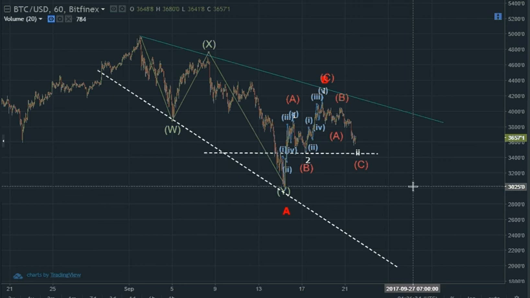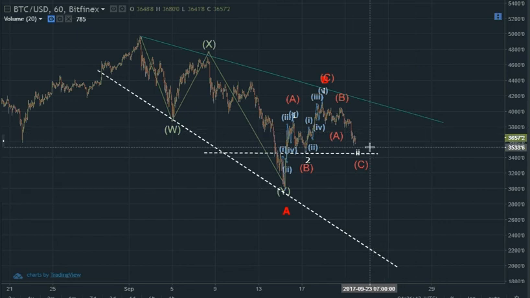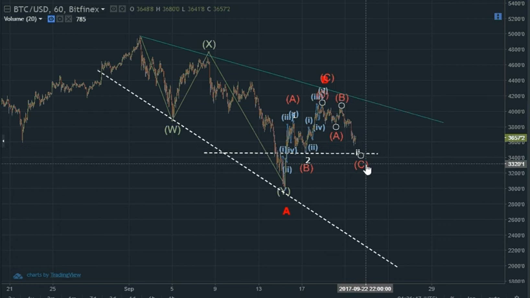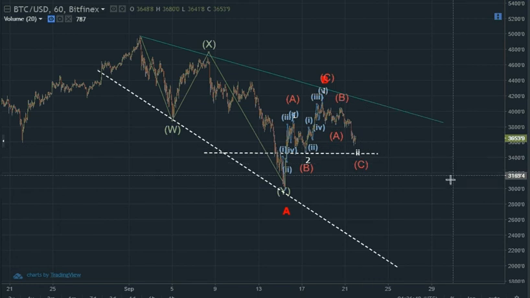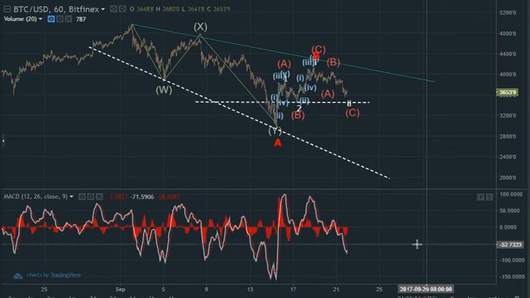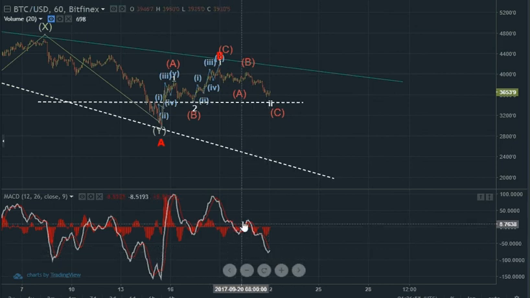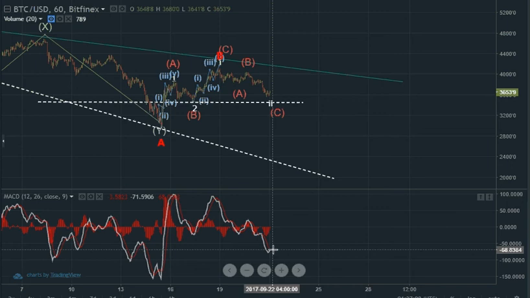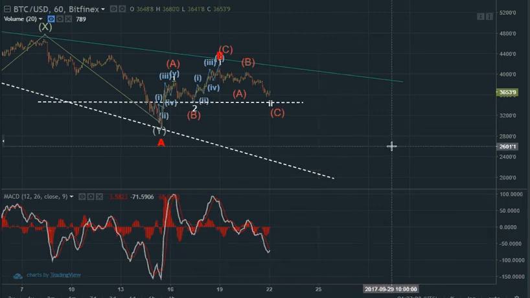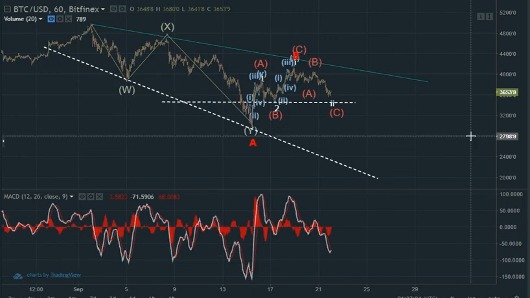So that's really the update I have for Bitcoin. I mean, current price is 36.57, and it may go slightly below this low to put in the fifth subwave of C. If you look at the MACDs, they're trying to turn here, trying to turn here. It may or may not. We'll see.